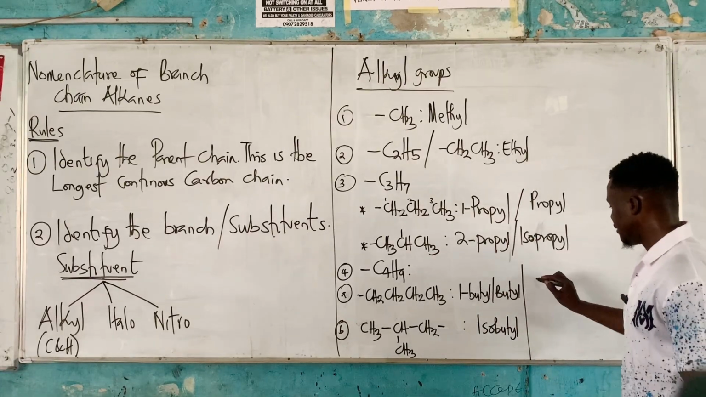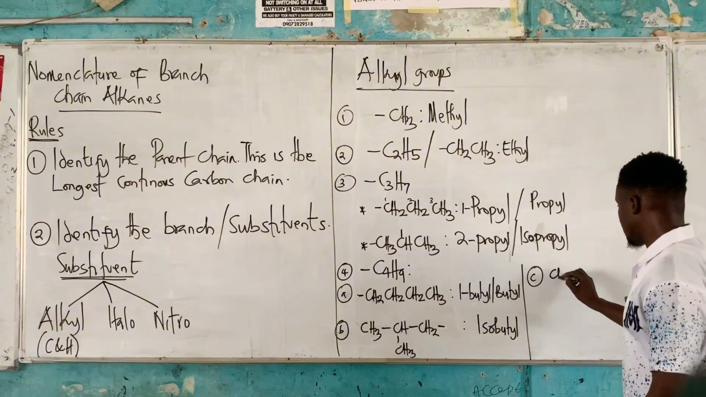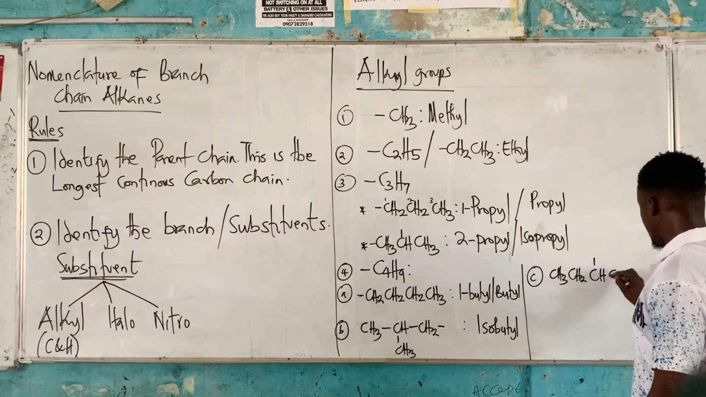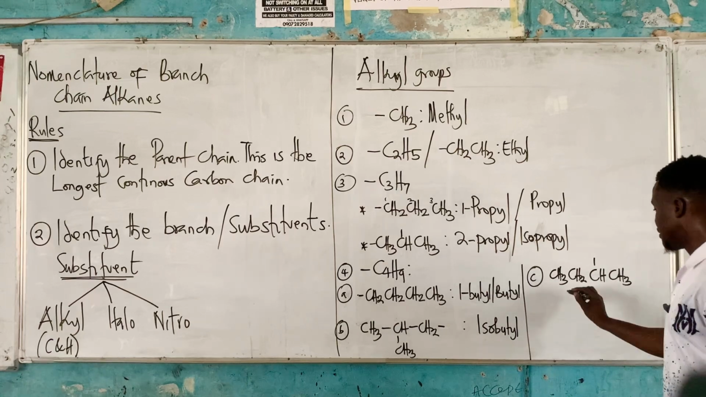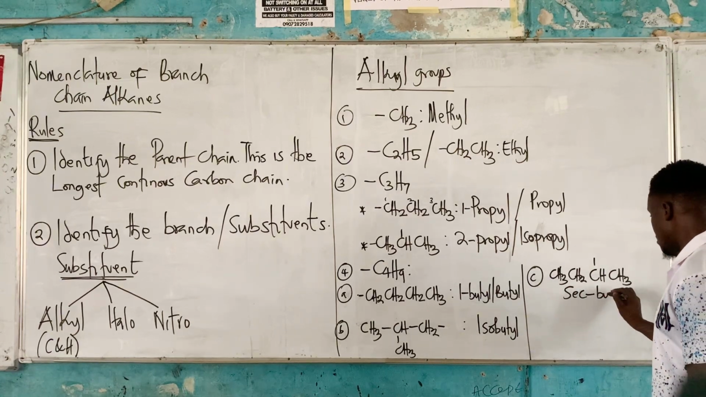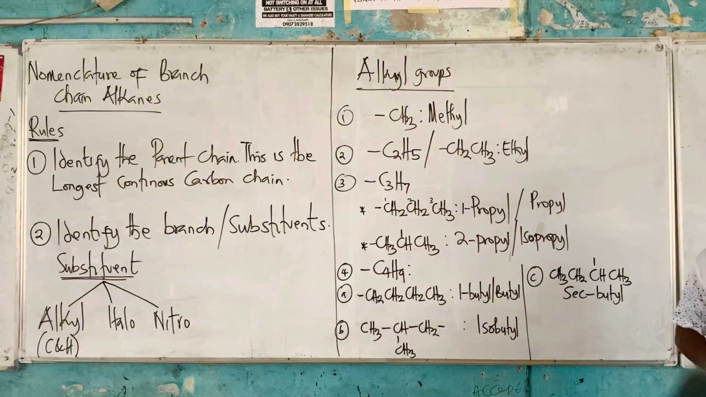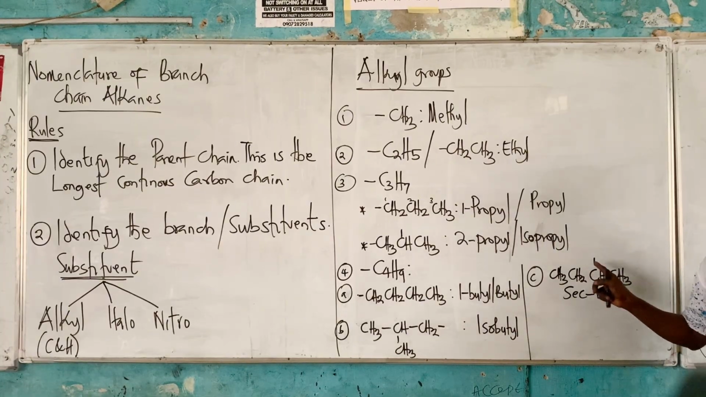Now we have the C. Now this is sec-butyl, which is secondary butyl. Secondary means the carbon to which this butyl is attached is bonded to two other carbons. This is the point of attachment of this entire group, right? This guy is attached to how many carbons? 1, 2. That's why it's sec.